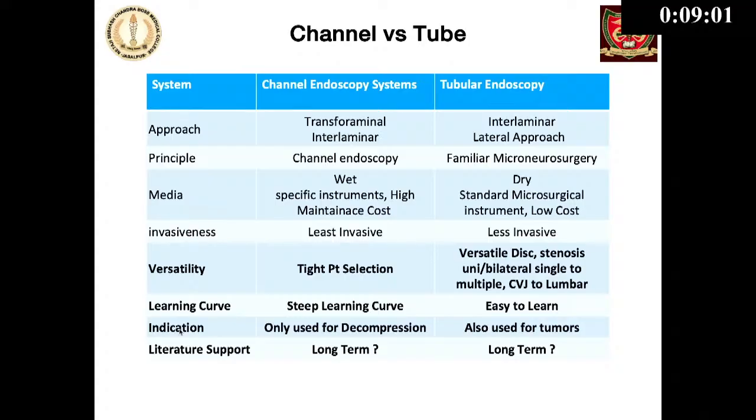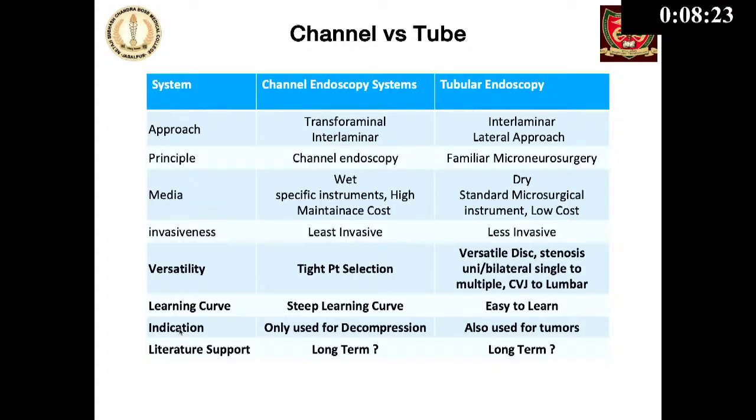As far as invasiveness is concerned, I think the least invasive is obviously wet endoscopy, but microendoscopy is also being done with a 1.5 to 2 centimeter incision. The basic difference between channel endoscopy and tubular endoscopy is that channel endoscopy is wet and has a specific instrument. This is important for beginners: instrument breakage rate and maintenance cost are quite high. Tubular endoscopy uses a dry medium, and can even use the simple standard micro instruments.